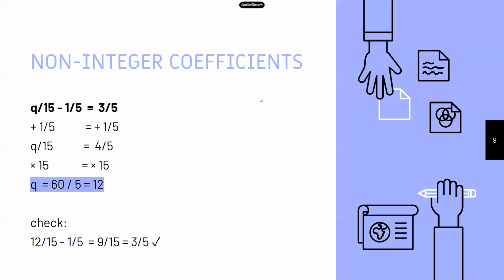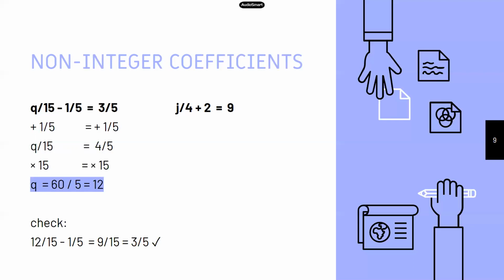And again, just check your work. So plugging in 12 for q, we'll have 12 divided by 15 minus 1/5 equals 9/15. And once you simplify that, you get 3/5. That means that we've done our work correctly. Alright, so for this example, again, just try it on your own. We have j over 4 plus 2 equals 9. So just use the same strategy that we've been using for these past few examples. Try to get the equation to look like a one-step equation, and then take it from there. And remember to keep your 2 rules in mind. So go ahead, pause it, and try it on your own, and we'll come back together in a few seconds.